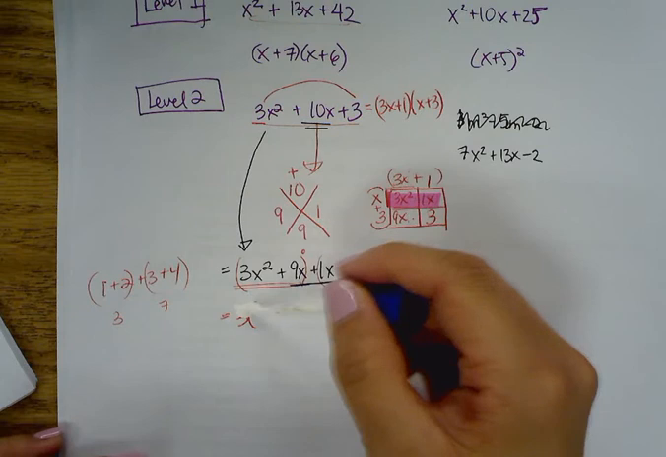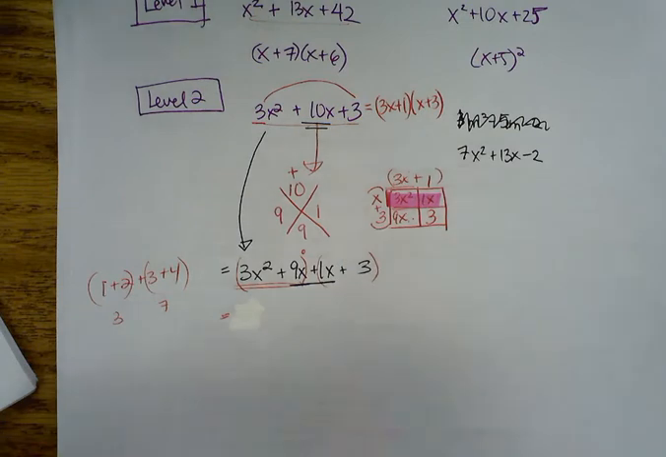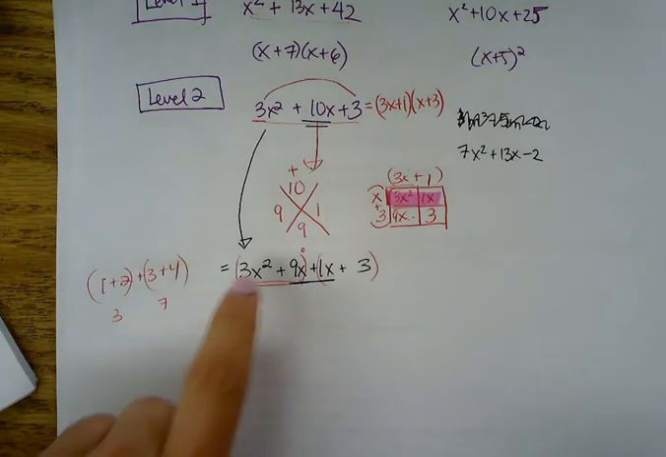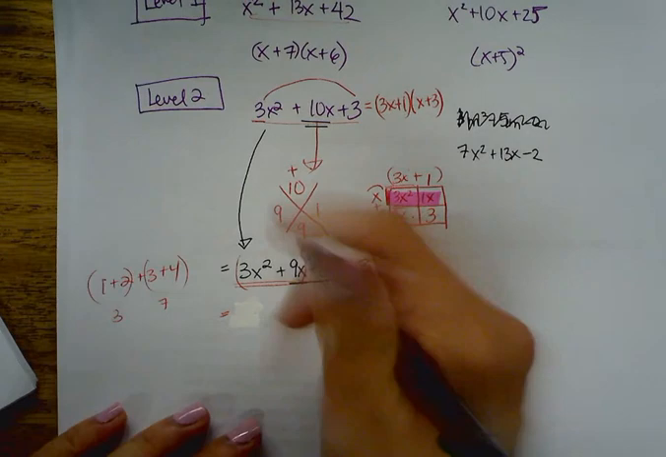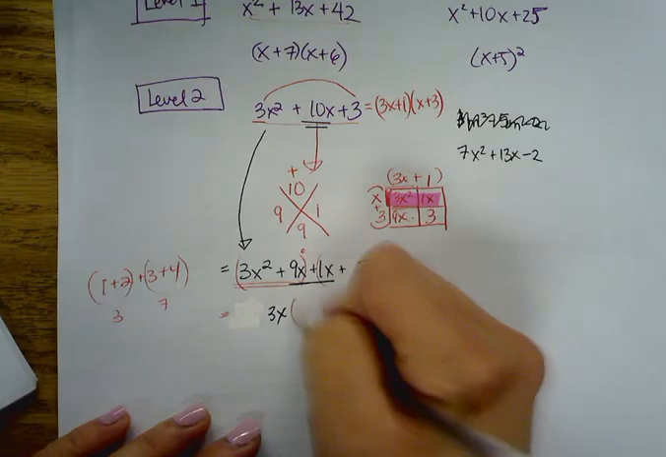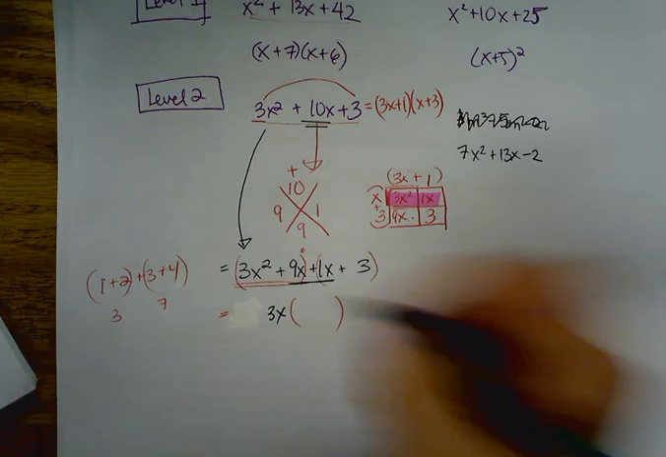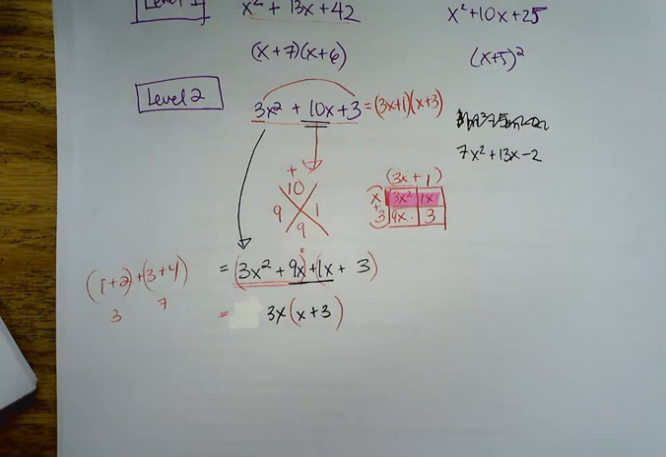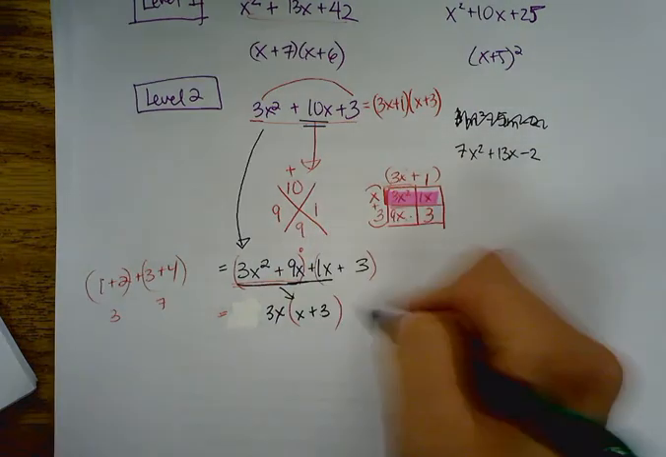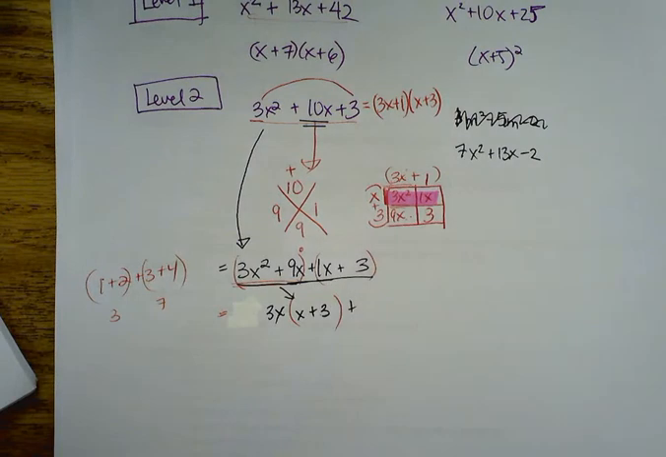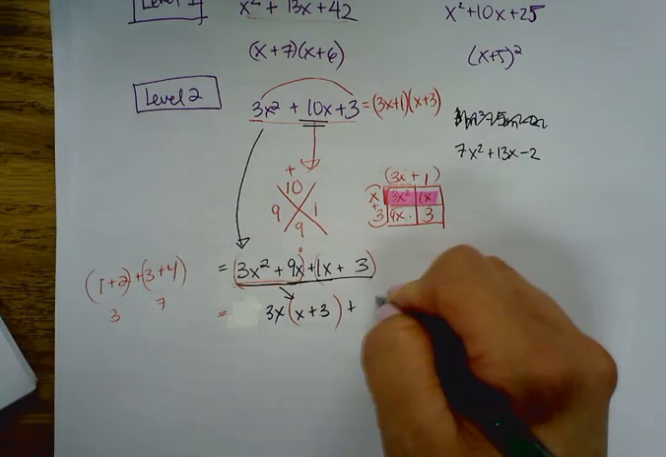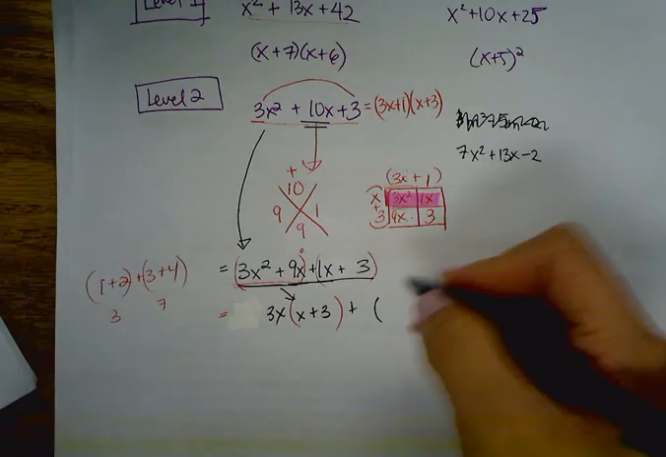Okay. What can I factor out? I could factor out a 3 and an x, huh? So what's left inside here? An x plus 3. Okay, so that all came to here. Now let's go over here. Can I factor anything out? Nothing. So it's just going to be x plus 3 over here.